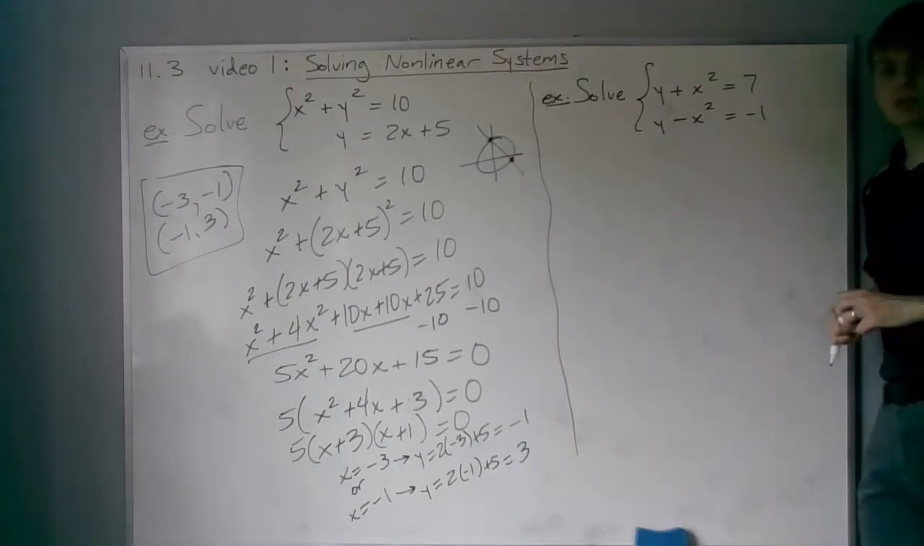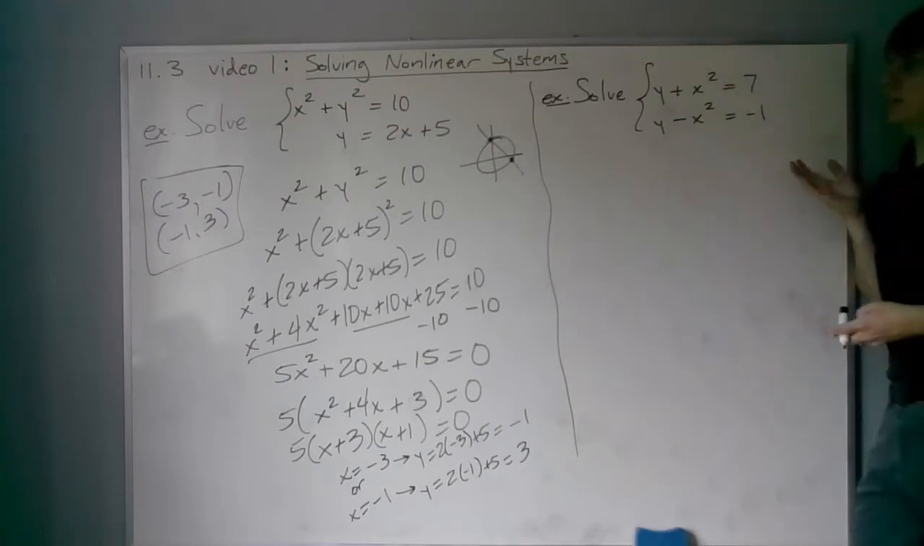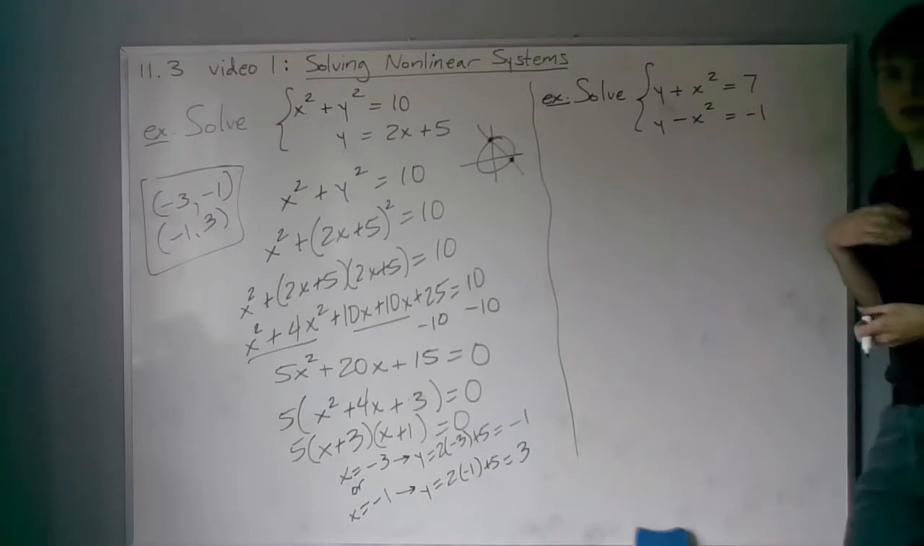I could try substitution again. It's not a bad idea. Solve for maybe y and plug it into the other equation. But it looks like somebody is setting this up specifically to make it easy to eliminate. So why don't I just try that?